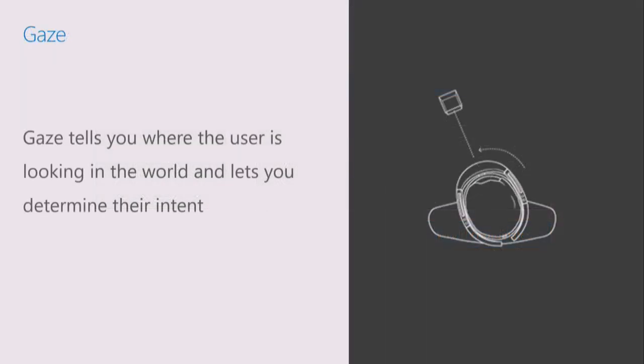So gaze is your first method of interaction. Where your head is pointed, a cursor moves with you. This is true of both HoloLens and the immersive headsets. You point your head at what you want to interact with, a cursor moves with it. And that's going to tell your application what your user intends to take action on.